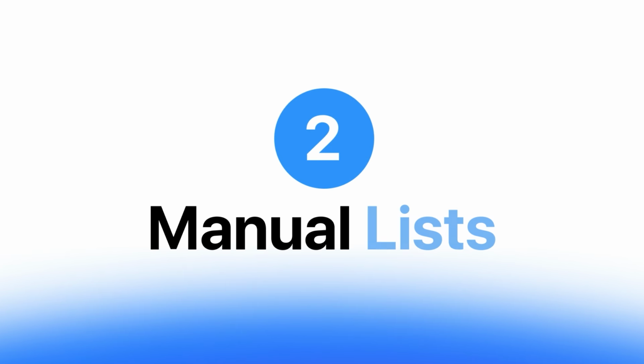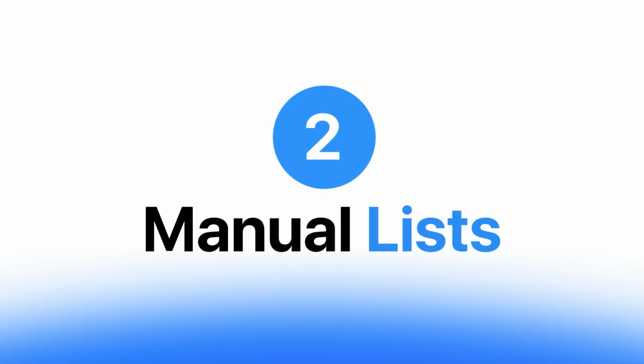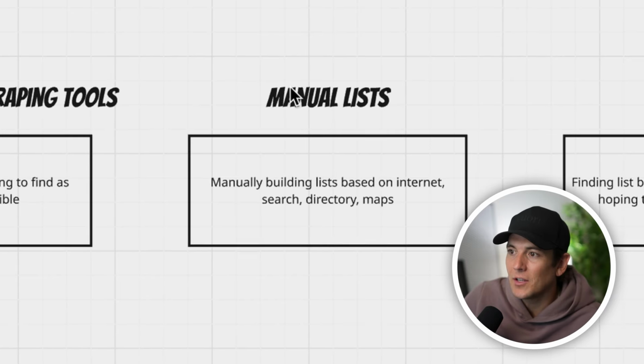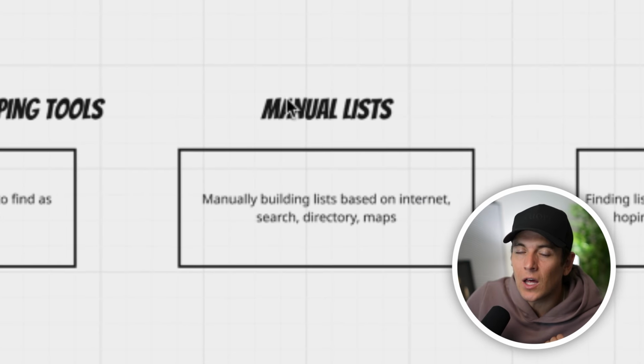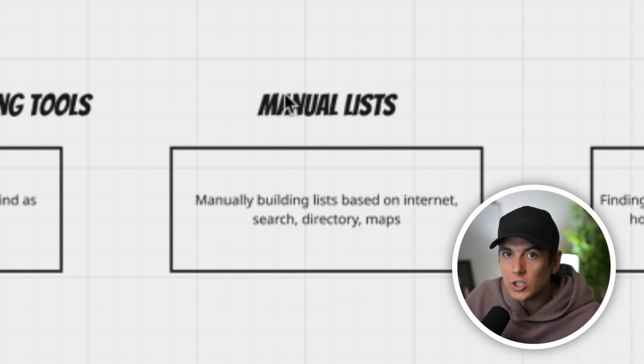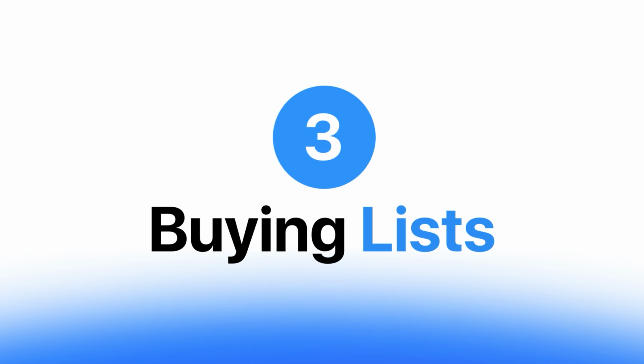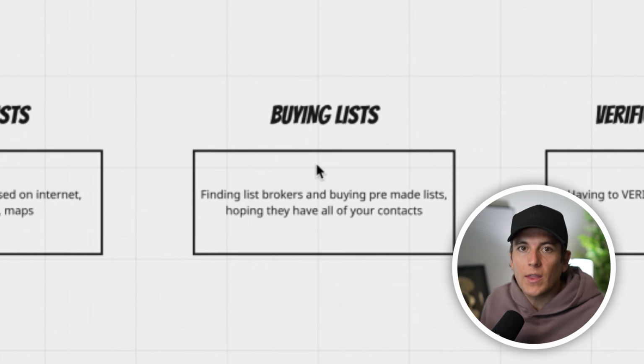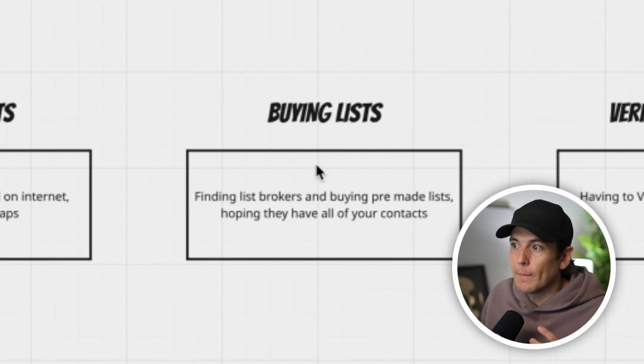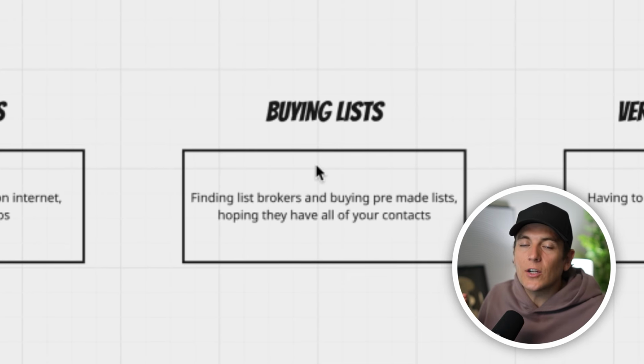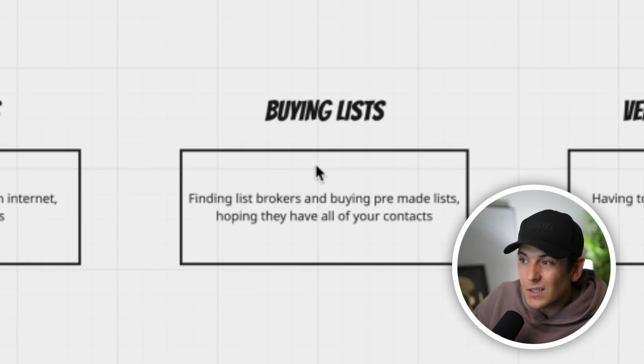Another way that traditionally leads are built is by doing it manually, scraping lists on the internet, having to search directories, go on LinkedIn, go on Google Maps. And that takes not only a lot of time, but a lot of labor, especially if it's done manually. Another way that people traditionally get lists is to buy lists. You find somebody who's a list broker, they have this pre-scraped lead list that you can purchase. We have to cross our fingers and hope that they have all of the contacts and that they're verified.